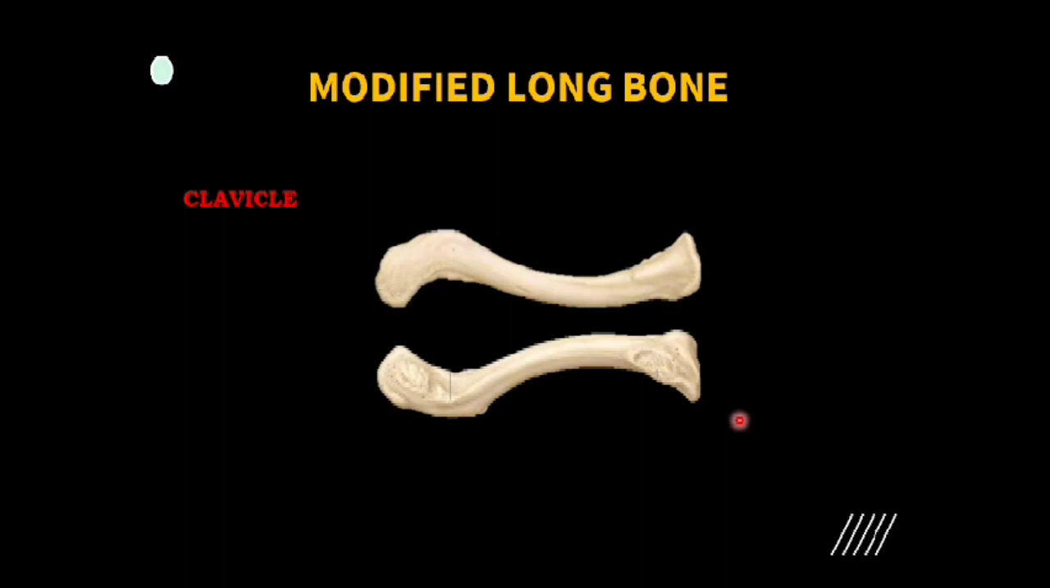The long bones are incomplete without knowing about the modified long bone. So the modified long bone is nothing but the clavicle. What is the peculiarity of the clavicle and why is it known as a modified long bone? This bone does not have medullary cavity. It ossifies in membrane unlike the other long bones which ossify in cartilage, and it lies horizontally unlike the other long bones which lie vertically.